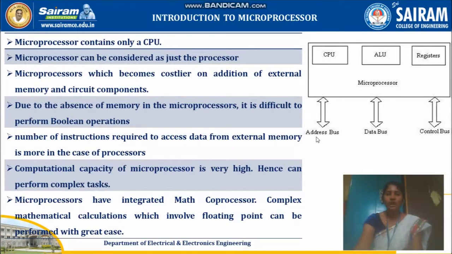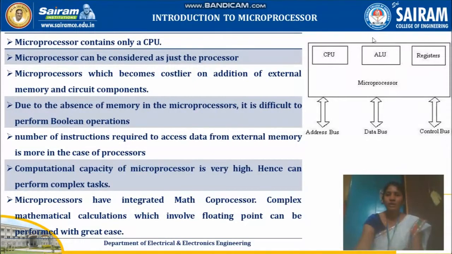It has an address bus, data bus and control bus. The address bus is used to carry the address, the data bus is used to carry the data, and the control bus is used to carry the control signals. A microprocessor is just like a processor, and since we need to connect external components, additionally we need to connect memory and other circuit components. The additional memory makes this system costlier.